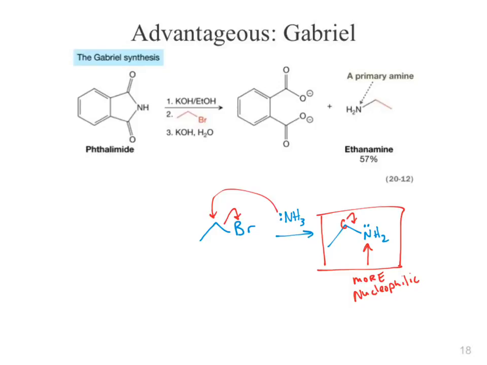This is where Gabriel's genius comes in. We can only get the primary amine in this reaction. There is no way to form the secondary, the tertiary, or quaternary under the reaction conditions put together by Gabriel. Okay? That is the power in that reaction.